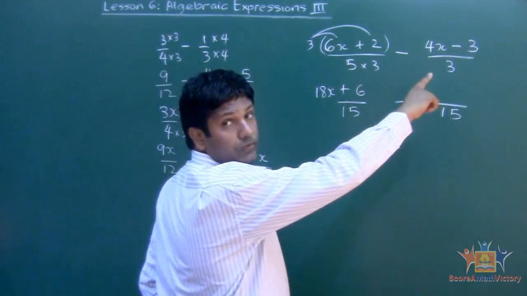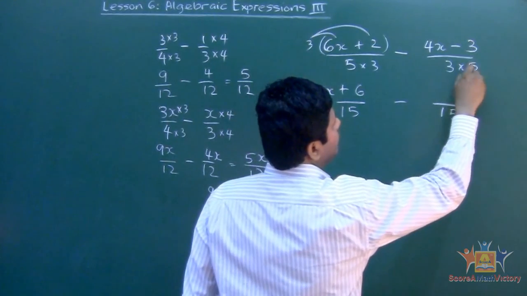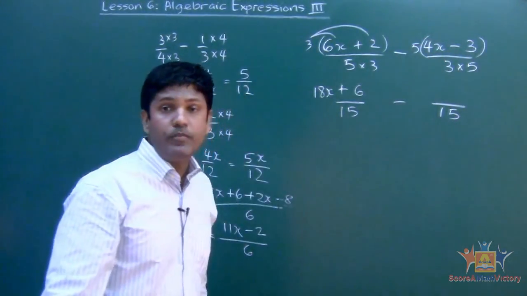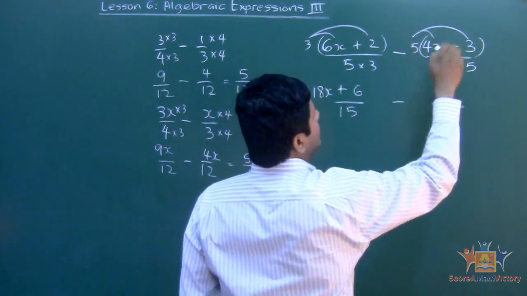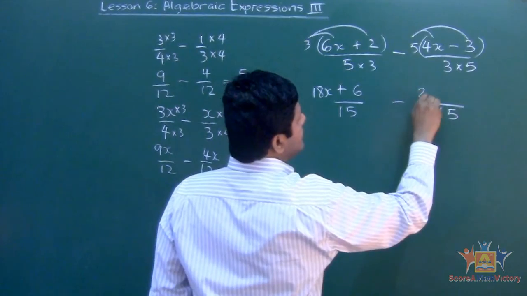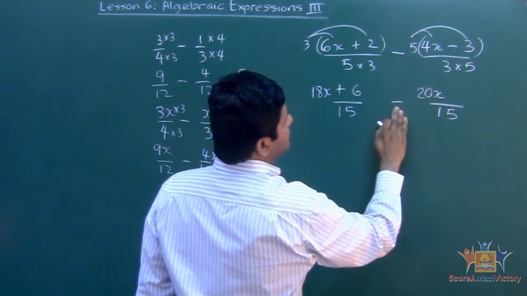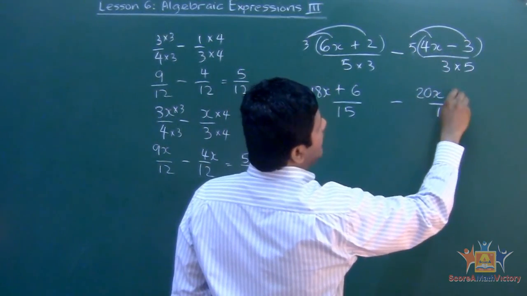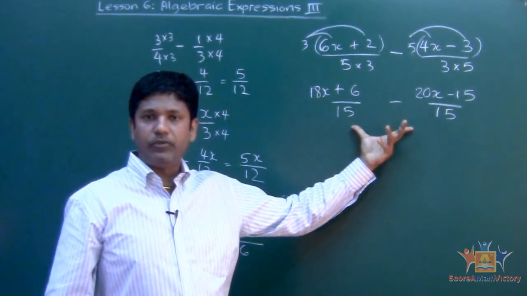Now let's do this side. How do I go from 3 to 15? I multiply that by 5. If I multiply the denominator by 5, I multiply the numerator also by 5. So I'm going to use the shooting star method. 5 times 4 is 20x. Now don't worry about this negative because we put it right there, so only use the 5. 5 times negative 3 gives me negative 15. Now can I subtract?